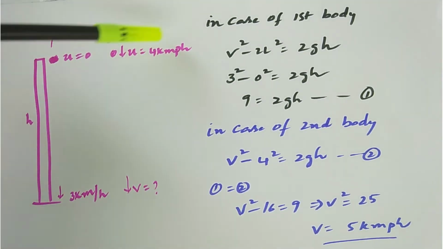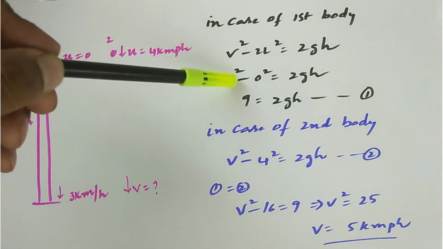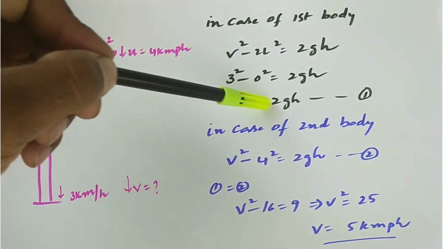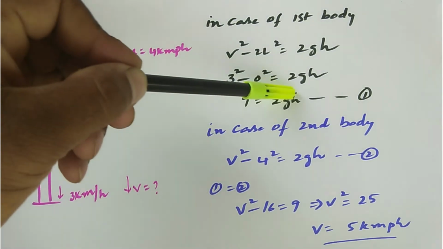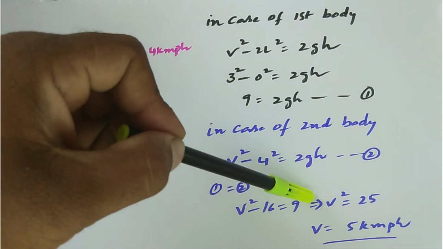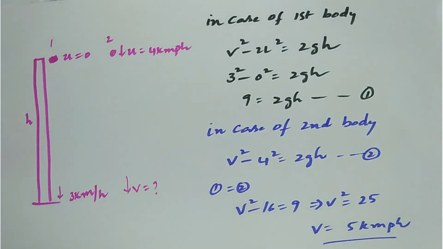In this case, if I use the same formula, v squared, 3 squared minus u squared, where it is dropped so 0 squared, equals 2gh equals 9. If I substitute that 9 here, I get v squared equals 4 squared plus 9, which is 25. v is equal to 5 kmph.